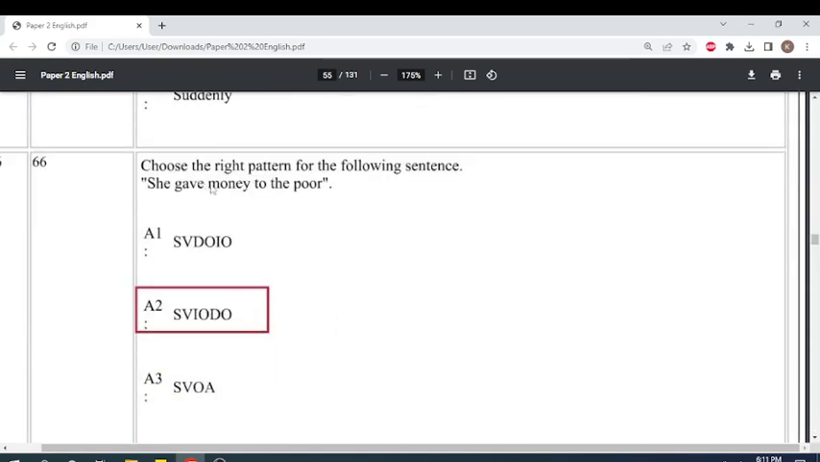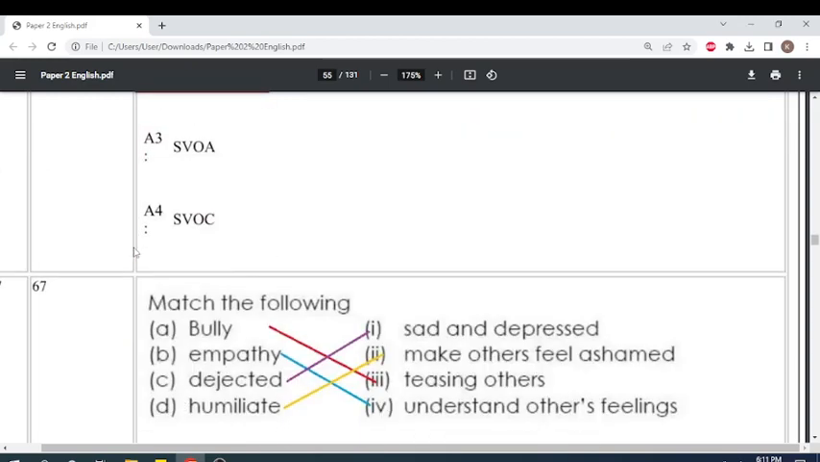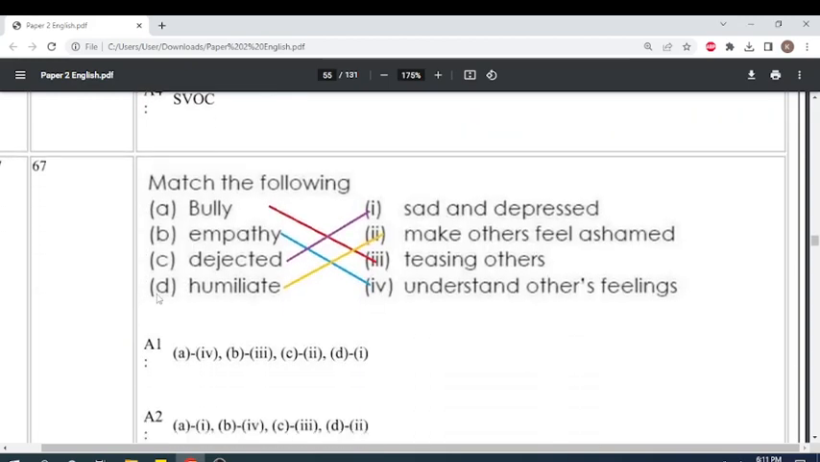66, choose the right pattern for the following sentence. She gave money to the poor. Answer A2, SVIODO. 67, match the following. Bully, teasing others. Empathy, understand other feelings. Dejected, sad and depressed. Humiliate, makes other feel ashamed.